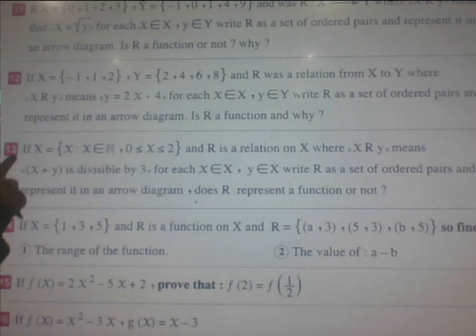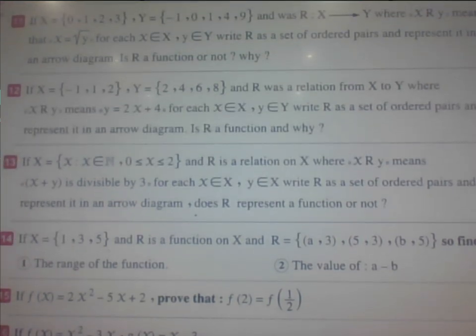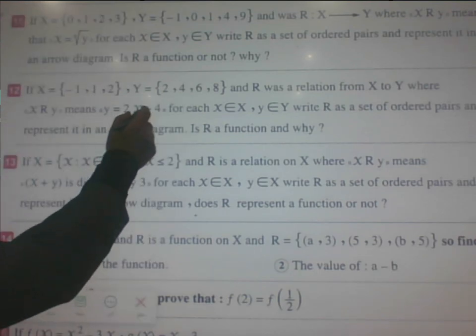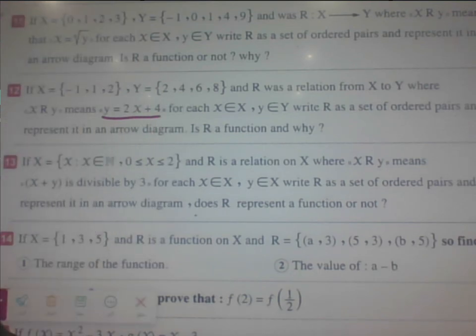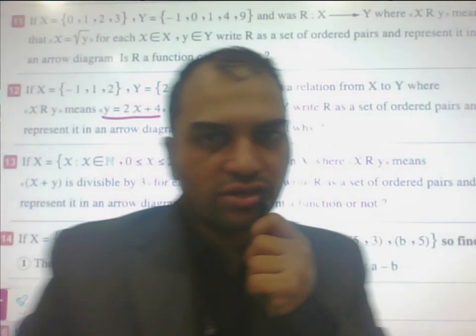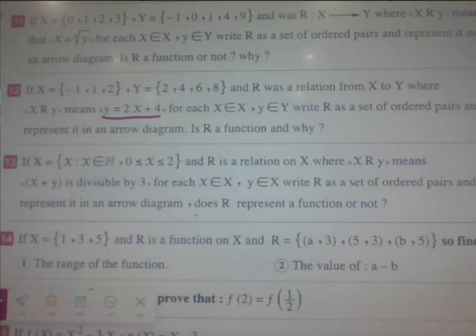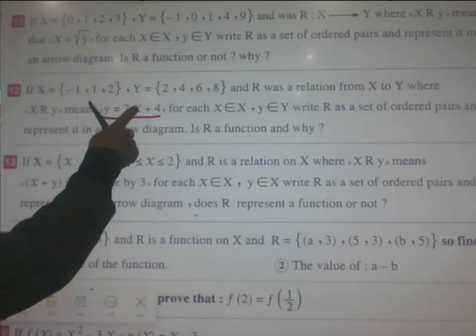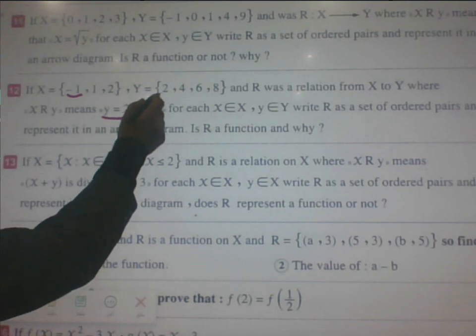We have a relation here, number 12. Look here, y equals x plus 4. Pay attention to this question. y equals x plus 4. How can we solve it? We can multiply by 2. 2 times negative 1 is negative 2. Negative 2 plus 4 equals 2. Then the image of negative 1 is 2.